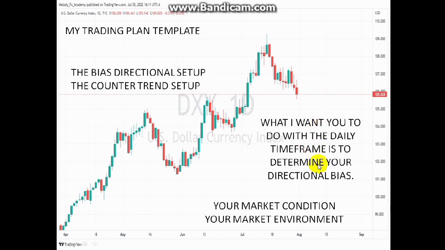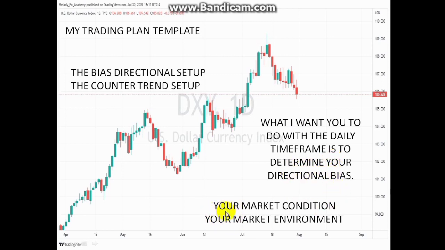Okay, so now what I want you to do with the daily time frame, this is where the writing is, you have to take some notes. What I want you to do with the daily time frame is to determine your directional bias. This is the daily time frame, of course. So you have to determine your daily bias, your directional bias.